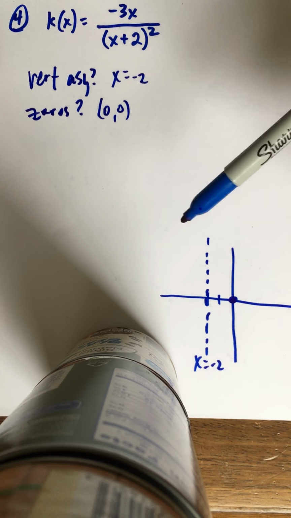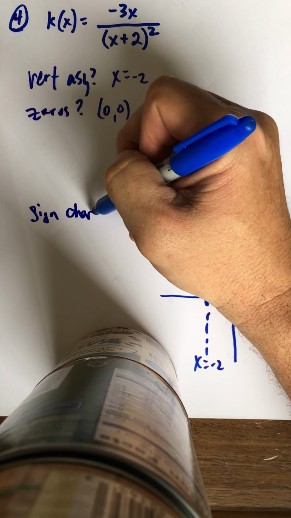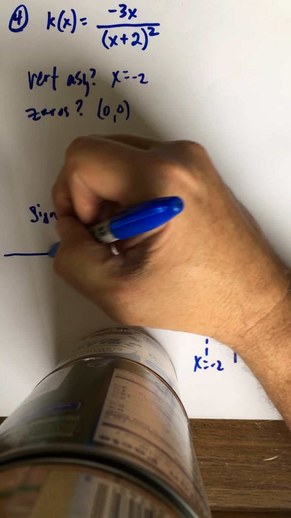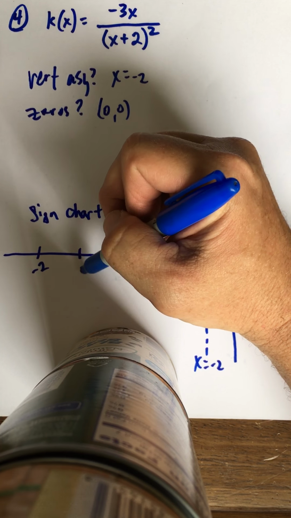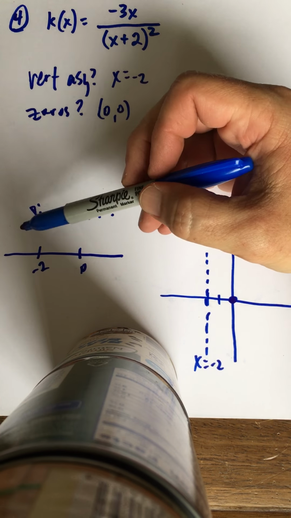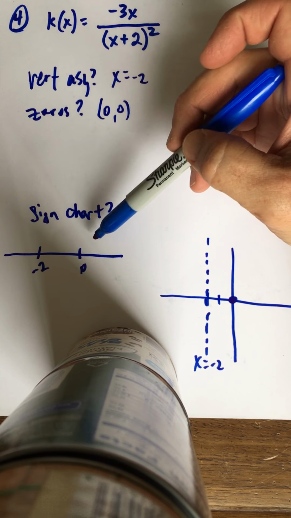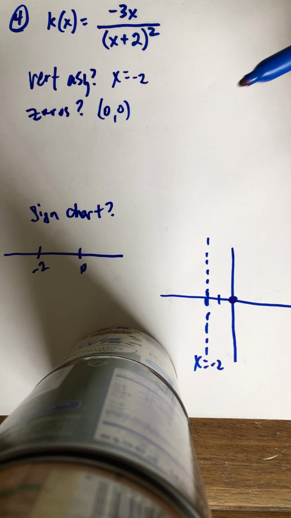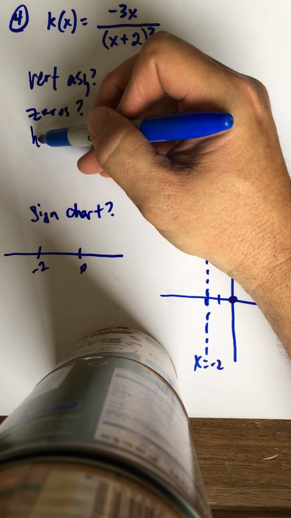So your critical things for your sign chart is just going to be divided into 3 sections. You've got -2 and you got 0 as your critical numbers. So you're going to try something less than -2, between -2 and 0, and bigger than 0. Those are the 3 sections you're going to have to try. We'll come back and do that after we do this other stuff.